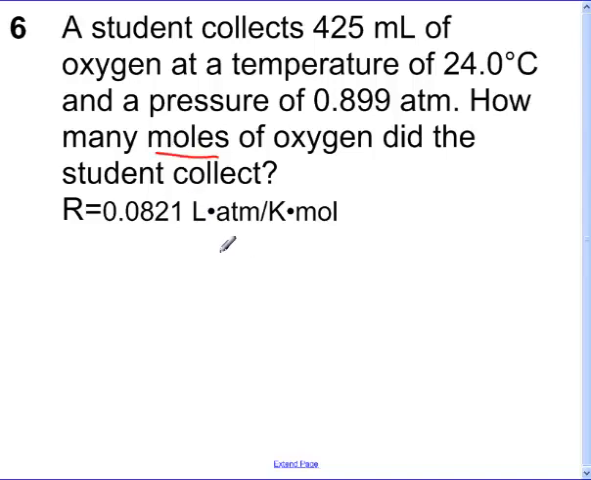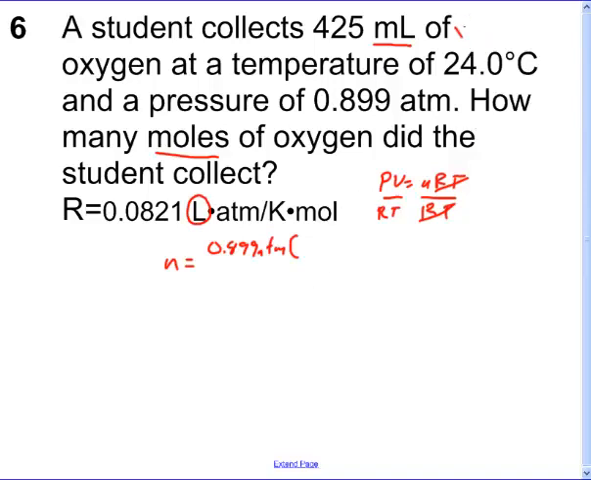Okay. So I'm going to take my PV equals nRT, and to get moles over here, I'm going to divide both sides by RT. Right. RT. And that cancels, right? So now I have n equals, and my pressure in this case is 0.899 atmospheres. Okay. My volume is 425 milliliters. But what's the problem with that? Look at the unit for our gas constant. It's in liters. So I've got to convert that.